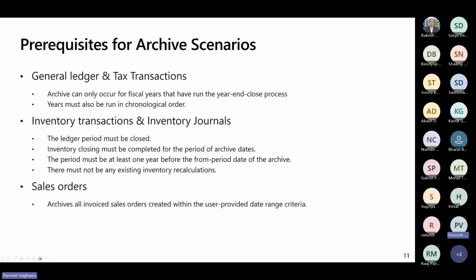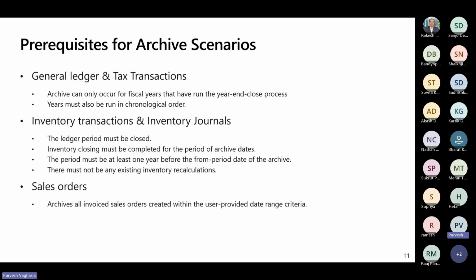Prerequisites to execute those data archive scenarios. If you have GL or tax transactions, the mandatory criterion is that your year-end closure should have been done. Once the year-end closure has been done, it means that the financial period is closed. That means nothing is left over from the financial perspective or from a change perspective. So that is the primary criterion.